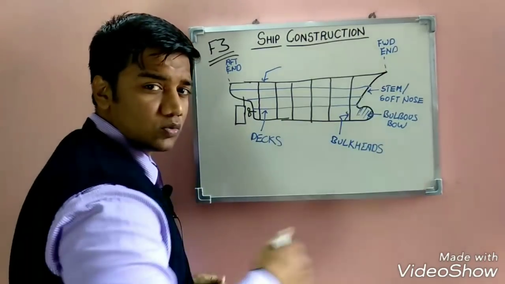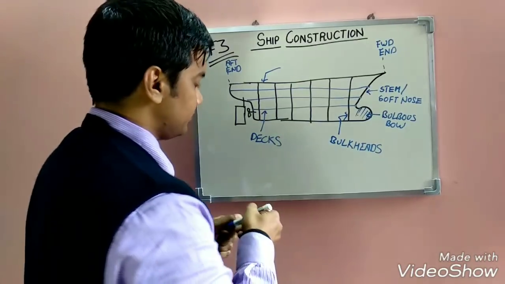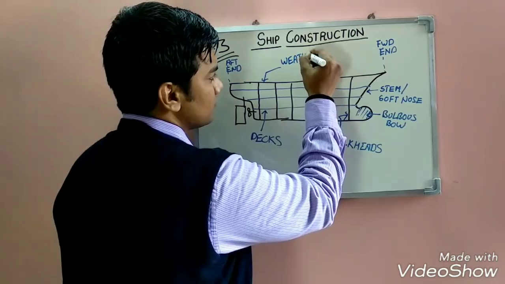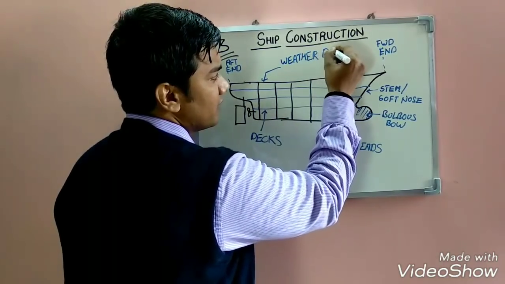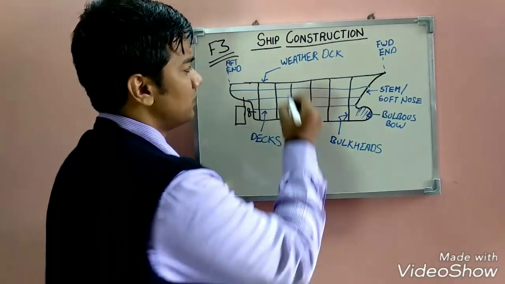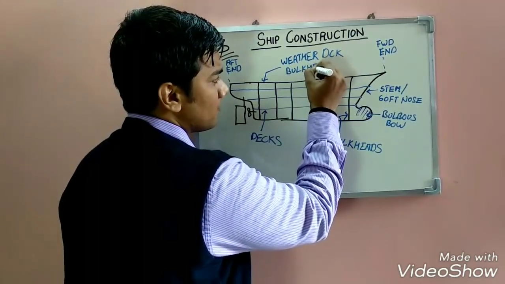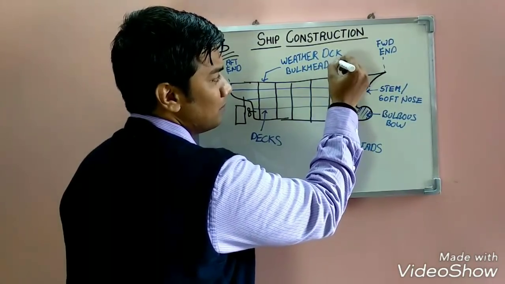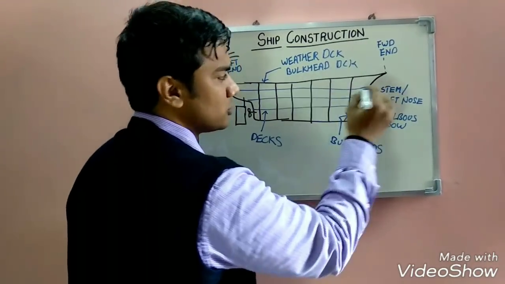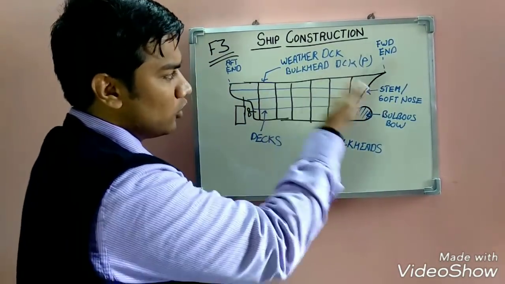I'm talking about this deck, the topmost watertight continuous deck which runs throughout the length of the ship, is called the weather deck. As it is exposed to weather, this is also known as the bulkhead deck. This deck is called the bulkhead deck in passenger ships. Now how does this name come?